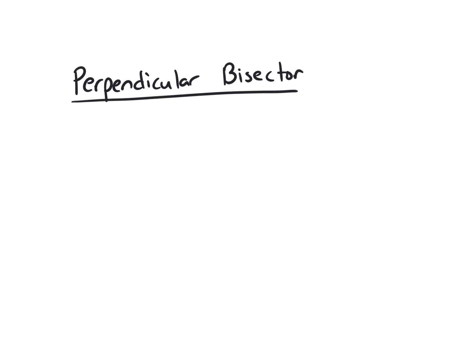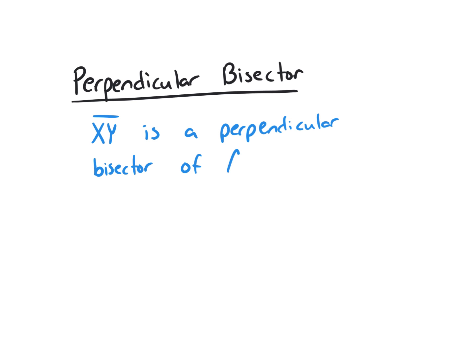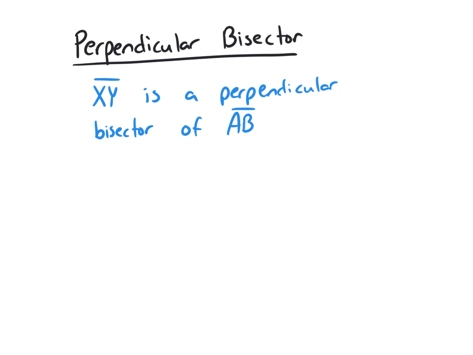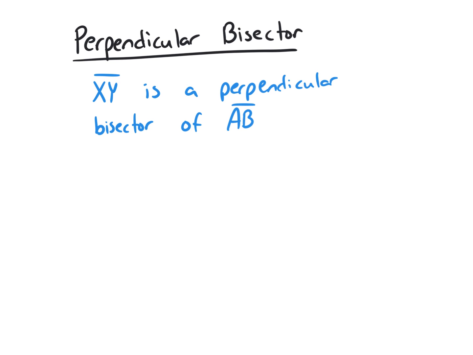This picture that we're about to draw, you can draw it fairly large. But I want to put a definition with this first. I'm going to say line XY is a perpendicular bisector of AB. Let's draw a picture that matches this. Here is my line segment AB. Draw this picture fairly large for yourself. And here is my line XY.